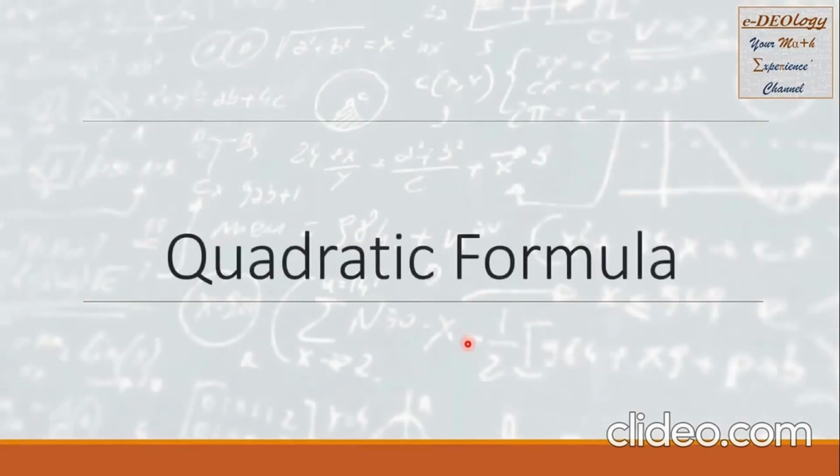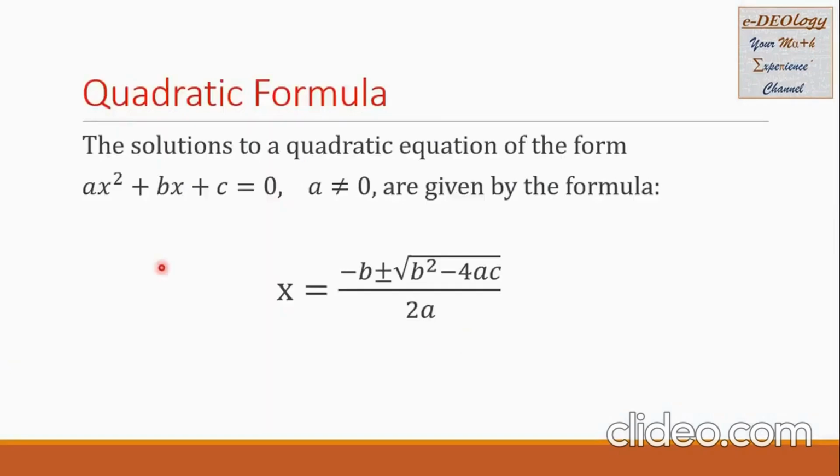Let us see now the quadratic formula. The solutions to a quadratic equation of the form ax² + bx + c = 0, where a is not equal to 0, are given by the formula, and this is the quadratic formula. x equals, in the numerator, is negative b plus or minus the square root of the quantity b² − 4ac all over 2a.